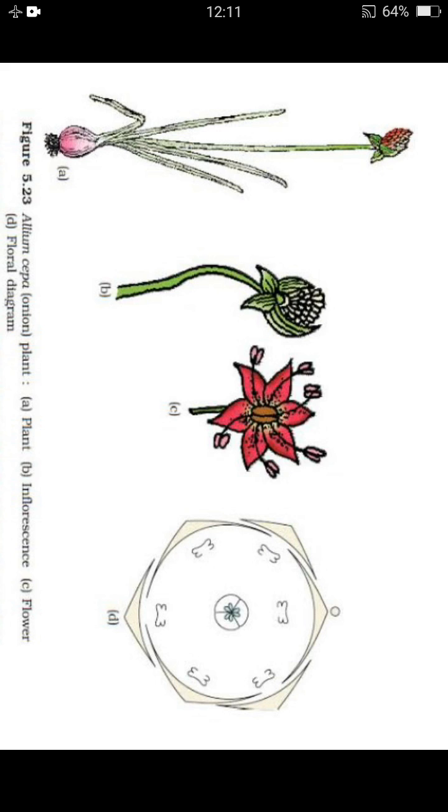Next, gynoecium. In the gynoecium, how many locules, how many carpels are present? 3. That too, how are they present? Fused. That's why 3 should be within the bracket.